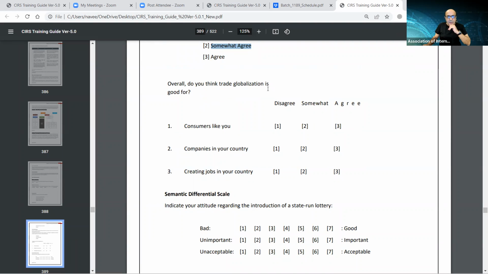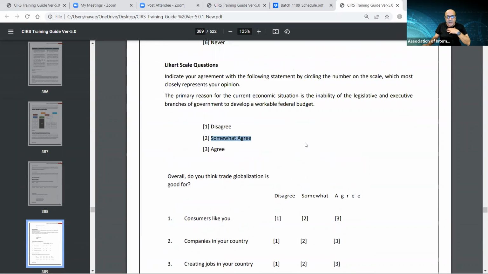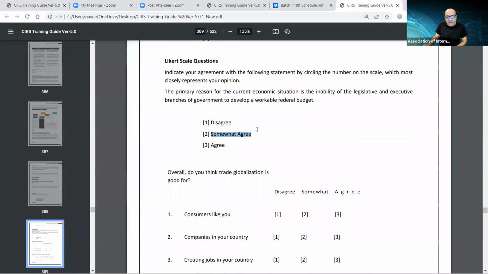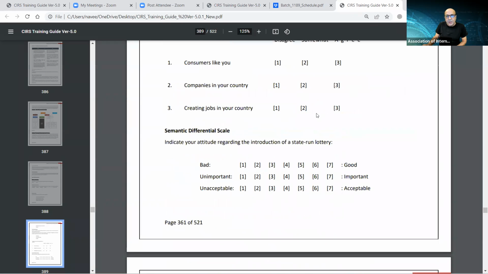Overall, do you think trade globalization is good for? Here is another format. So there are formats after formats. The important thing is that you understand that there are different ways of writing, or there is a layout to these questions on how they are posed. So Likert scale is another format that you are looking at.